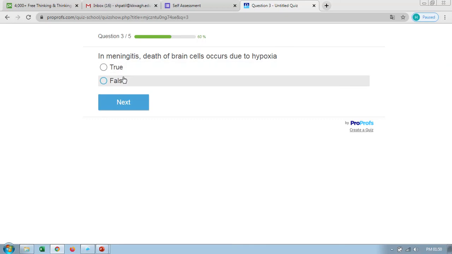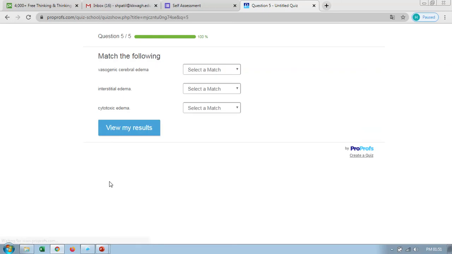You have to go for true and false. In meningitis, death of brain cells occurs due to hypoxia. True. In meningitis, glucose level in the CSF is reduced. True.